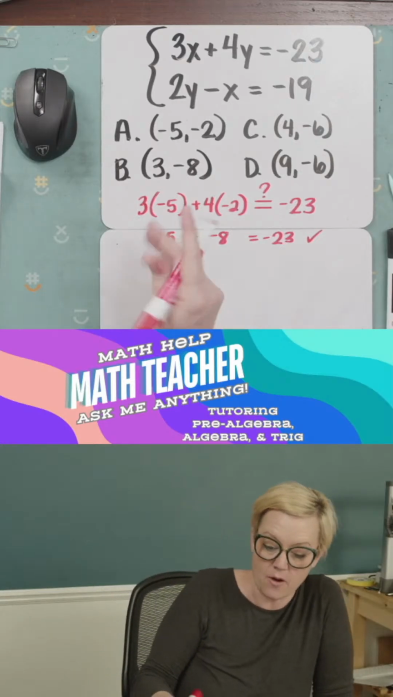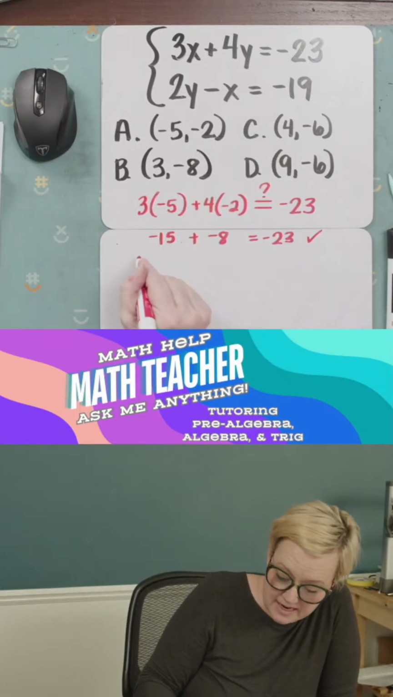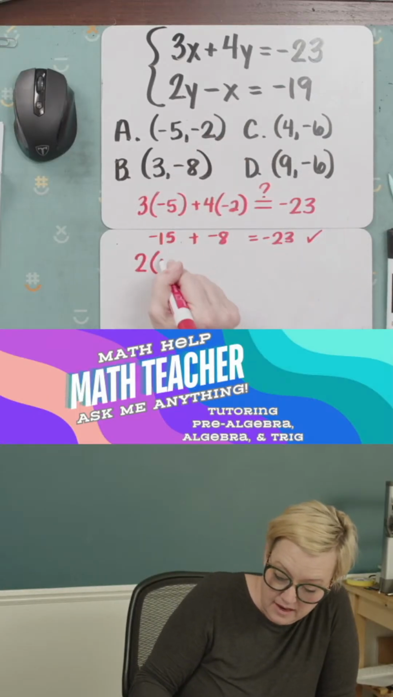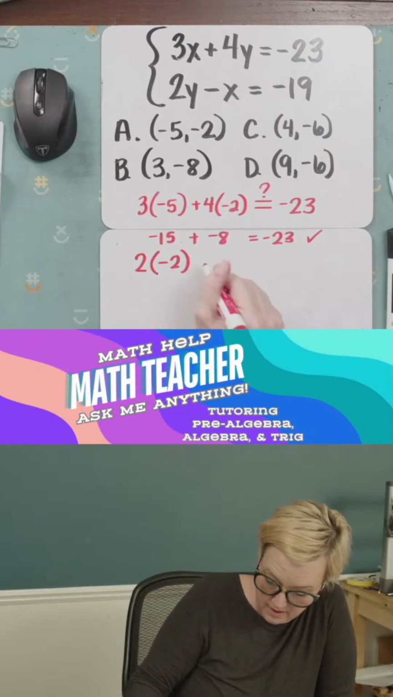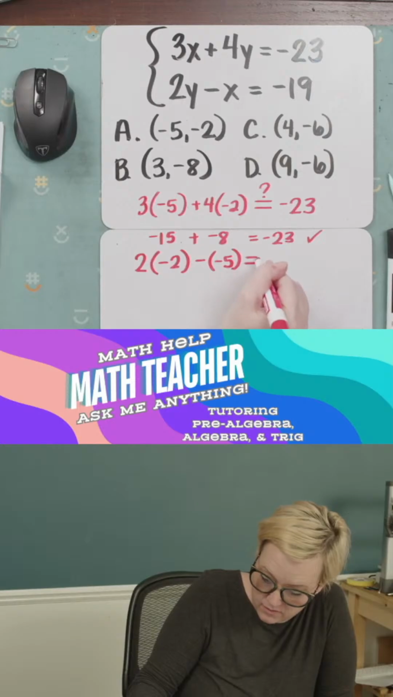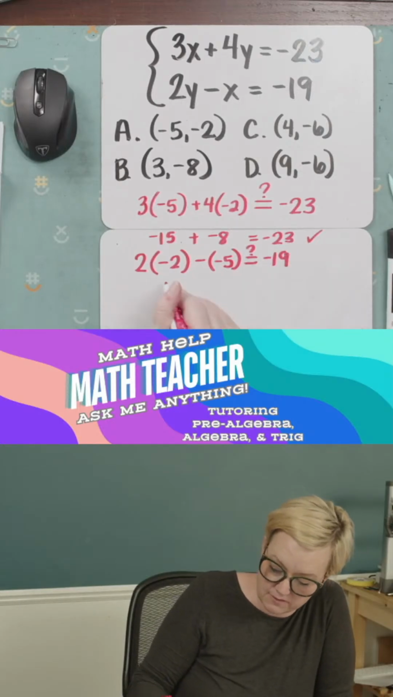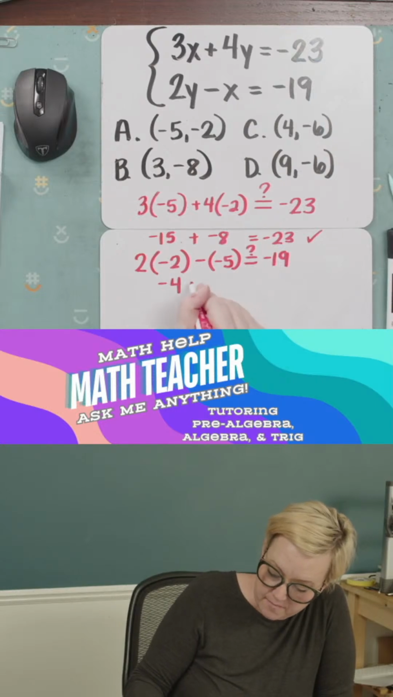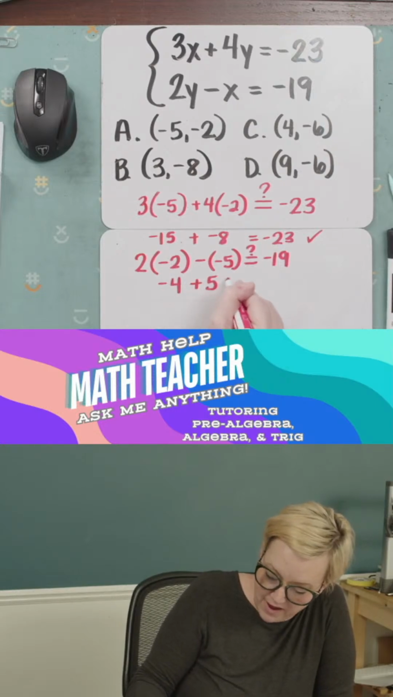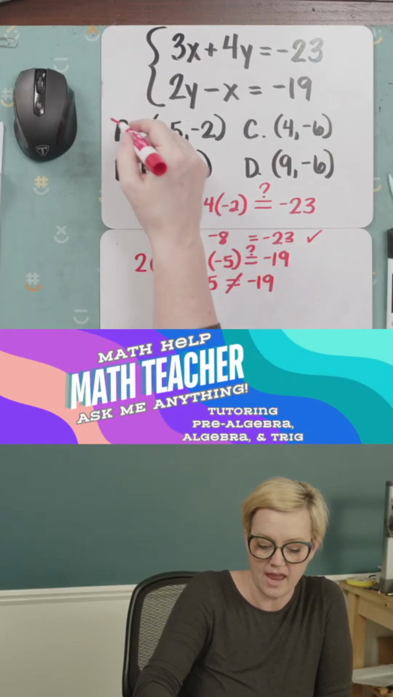Now be careful with this, because it's 2y minus x. So that means it's 2 times -2 minus -5. And we're saying, does that equal negative 19? So 2 times negative 2 is negative 4. Minus negative 5 is the same thing as plus 5. That does not equal negative 19. So A does not work.